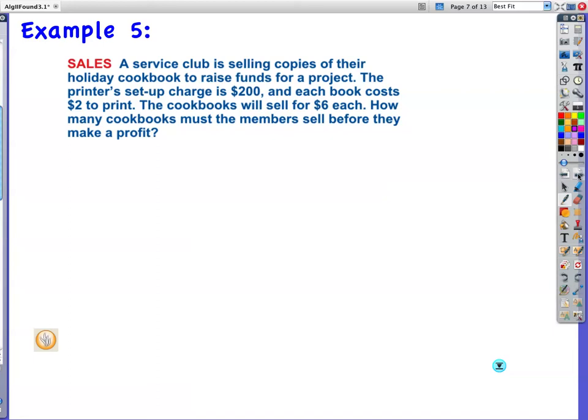So let's go ahead. These are their expenses. They have $200. You're going to have to pay $200 just to say, hey, I want you to make a cookbook. And every cookbook is going to cost $2, and you have no idea how many cookbooks are going to be printed off at this point. The cookbooks will sell, so this is going to be the money coming in, as my husband would say, income coming in. So you have 6x. And I want to know when these are the same, okay?